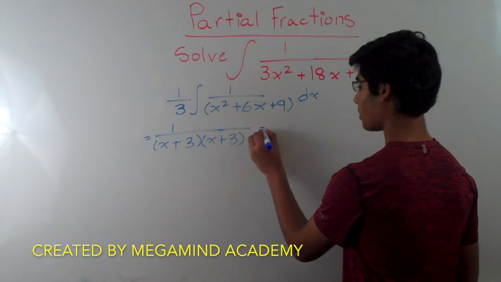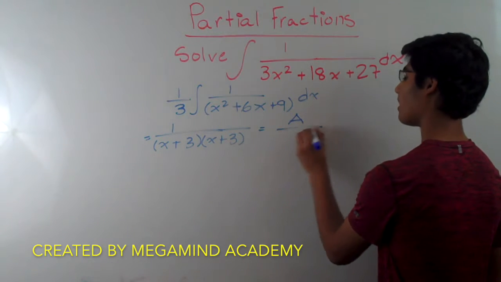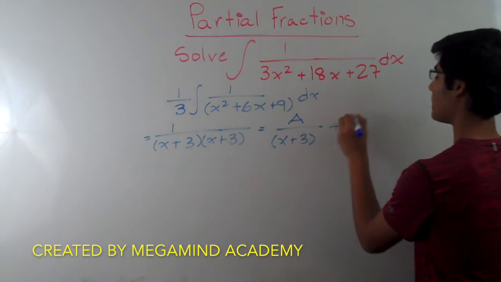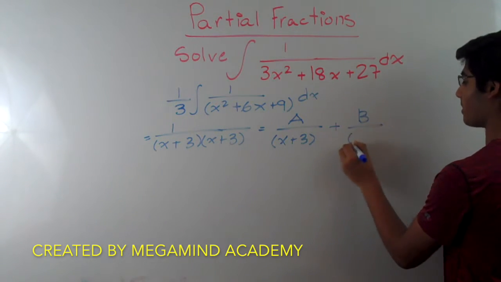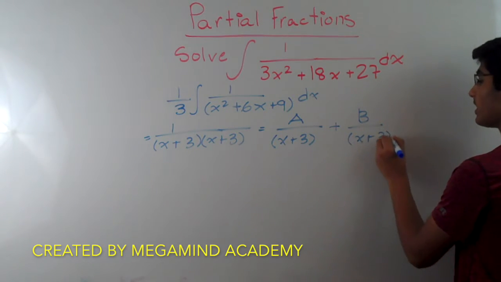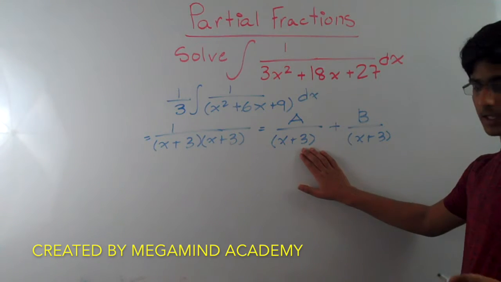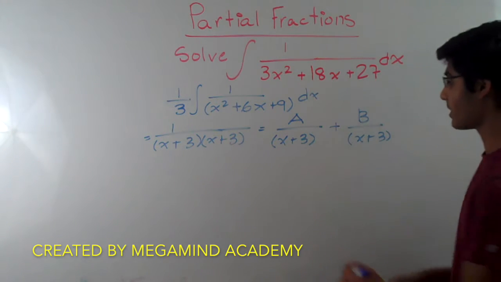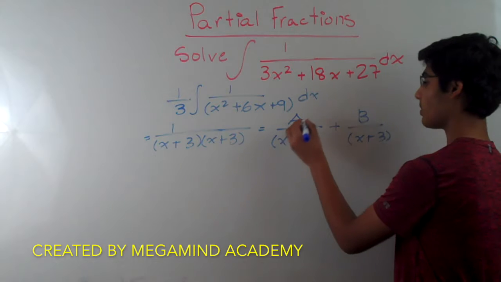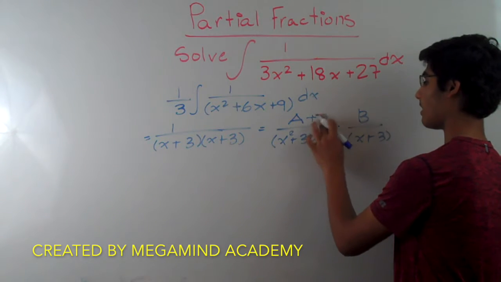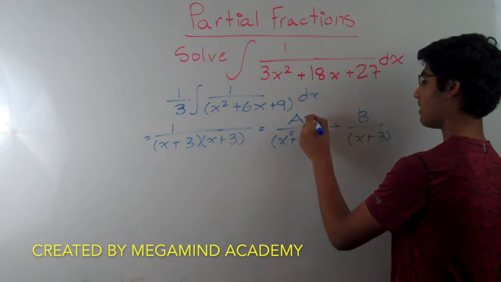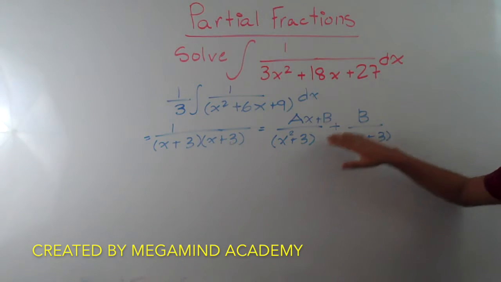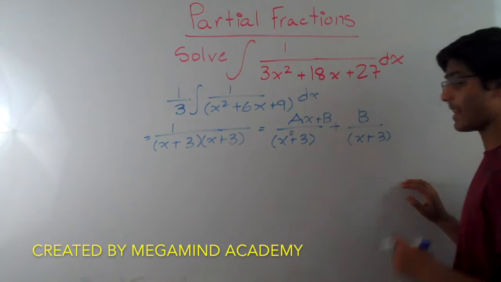So this would be equal to a over x plus 3 plus b over x plus 3. And one thing to keep in mind is that the degree of the denominator should always be 1 greater than the degree of the numerator when you write out the form. If this was x squared plus 3, then you would have ax plus b. So this way, the denominator would be 1 degree greater than the numerator.